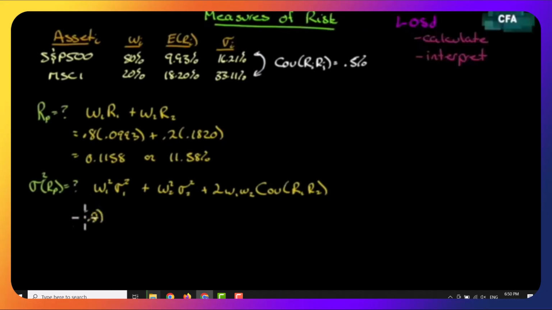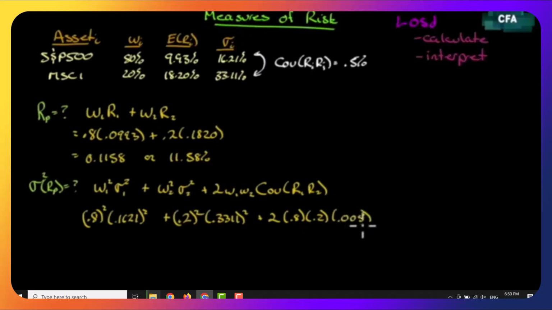We have 0.8, and let's remember these are squared now, right? And our variance over here was 0.1621, but remember that's squared, plus we have 0.2 squared, and our variance is 0.3311 squared, plus 2, our W1, 0.8, our W2, 0.2, and our covariance, 0.005.